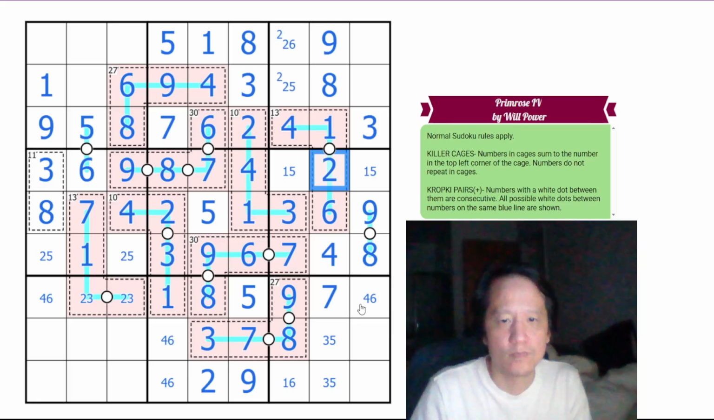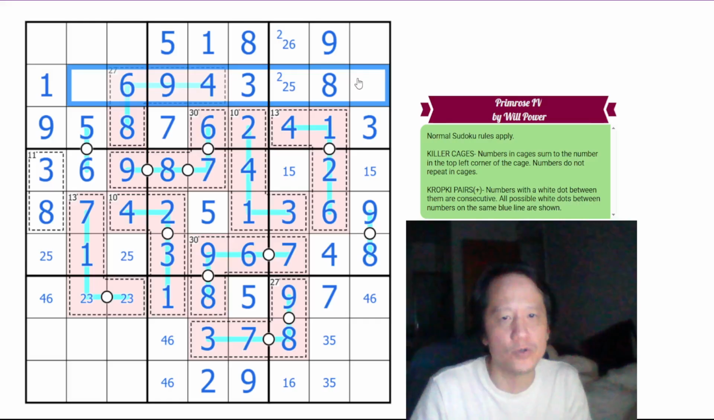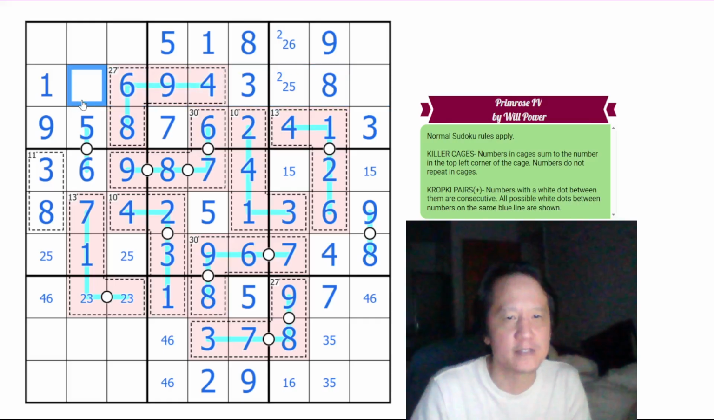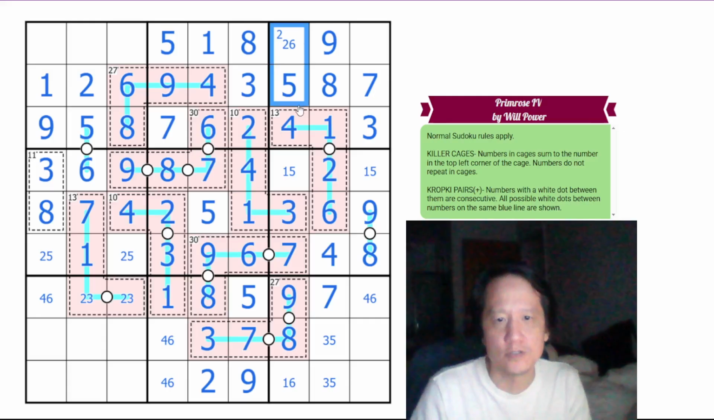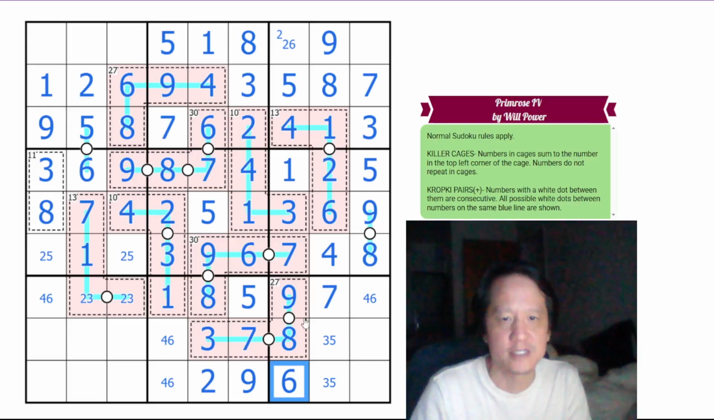The rest of row 2 has to be 2, 5, and 7. Well, this can't be 5 or 7, so this is a 2, which makes this 5, which makes this 7. The 5 eliminates 5 here, so it's 1 and 5. 1 eliminates 1 here, so it's 6. 6 eliminates 6 here, so that's 2, and 6 here. So this is 4, which makes this 6.